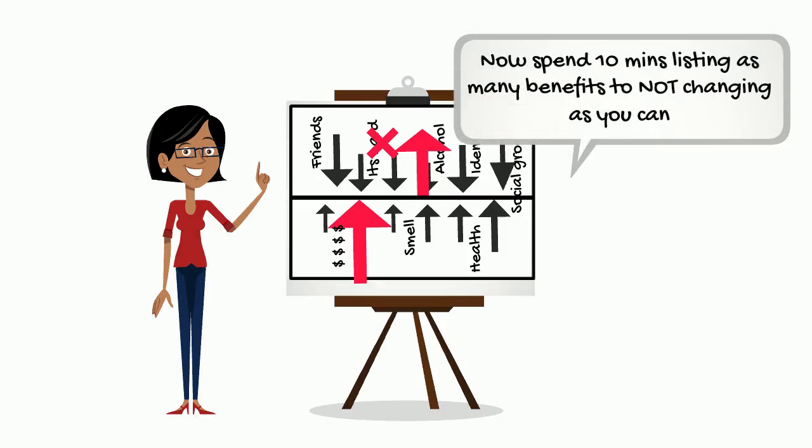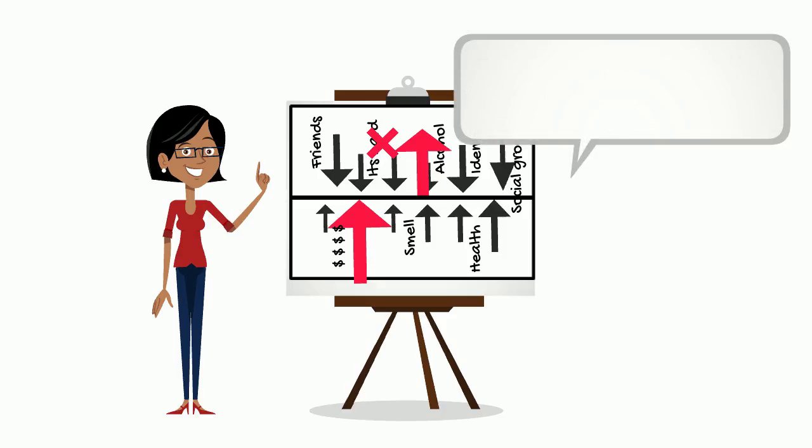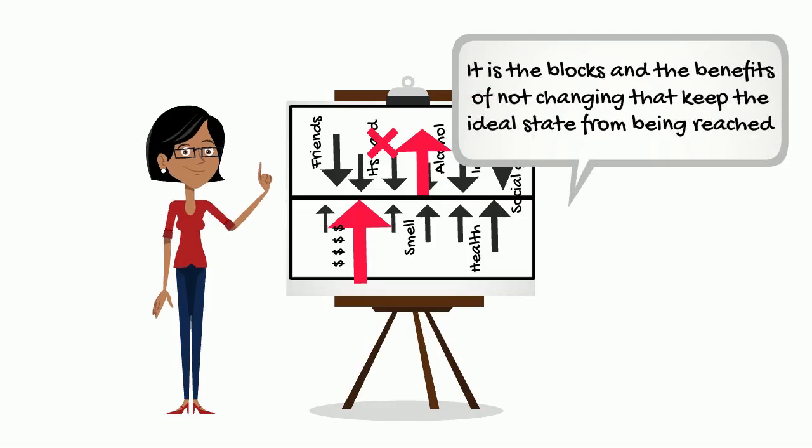Now tell them to spend another 10 minutes listing as many benefits to not changing as they can. Tell the groups that this is a difficult but essential question. It is the blocks and the benefits of not changing that keep the ideal state from being reached.